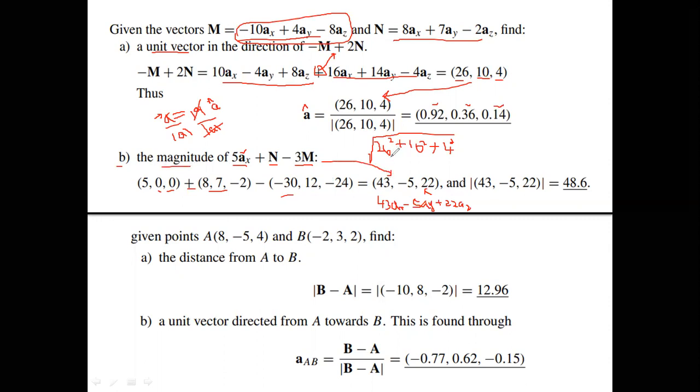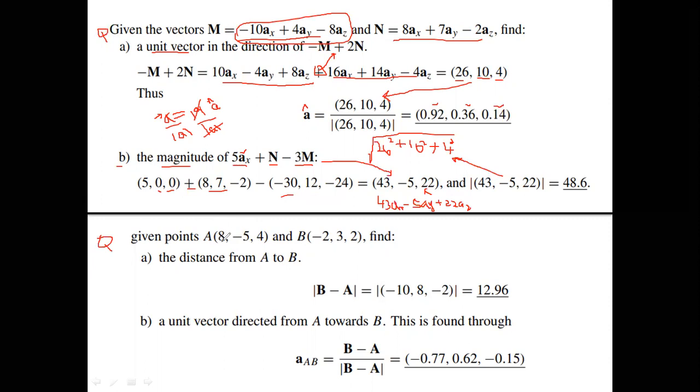By the similar method, the square root of 43 squared plus 5 squared plus 22 squared. So we will get 48.6. This is another example.